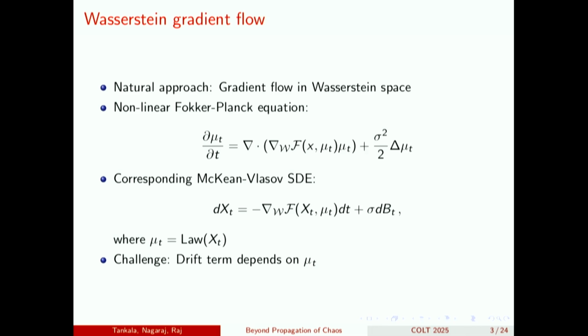So as I said, the common choice is to do Wasserstein gradient flow on this objective function, and this actually turns out to be this McKean-Vlasov SDE, which is closely related to the nonlinear Fokker-Planck equation. This looks great, but there is one problem: this SDE, the Wasserstein gradient of f, has this mu_t dependence, and that's why it's not easy to implement in practice.